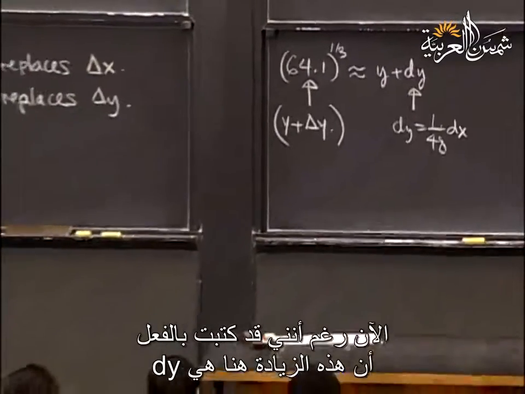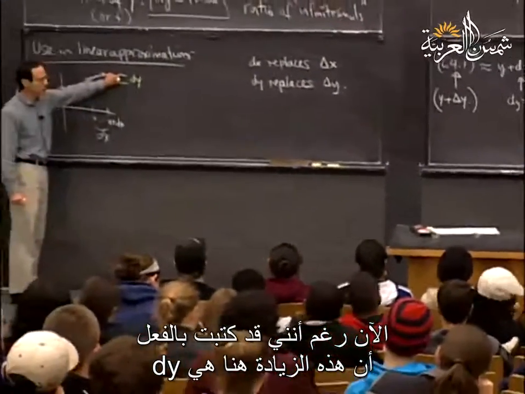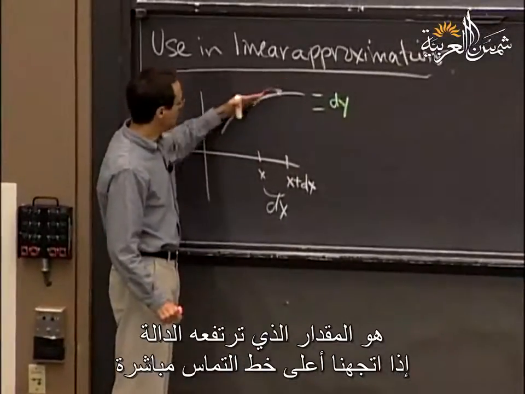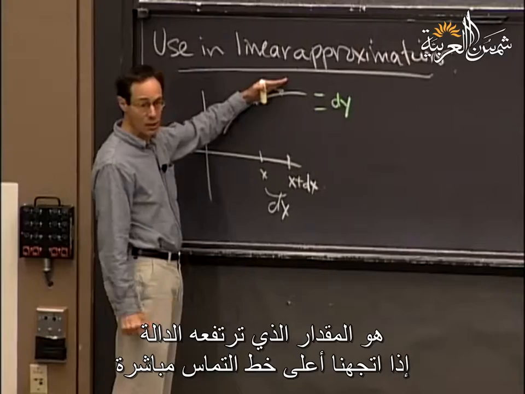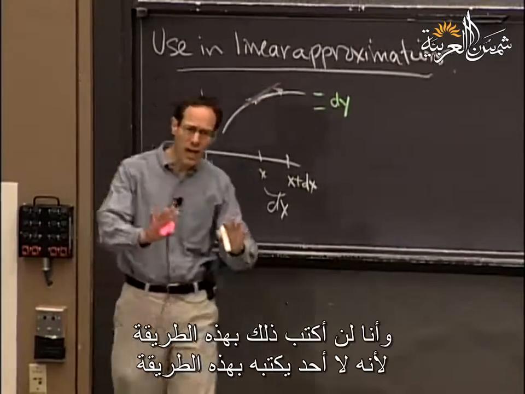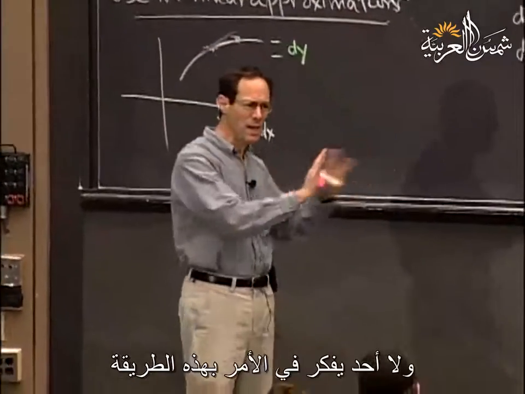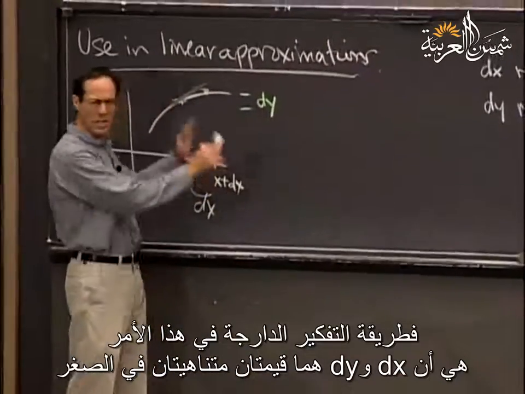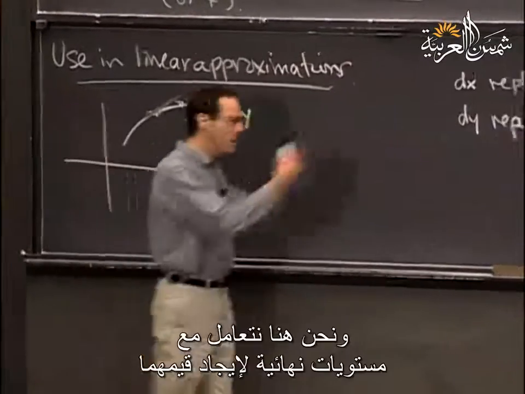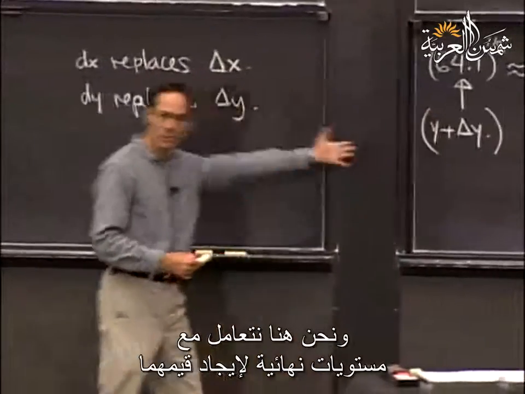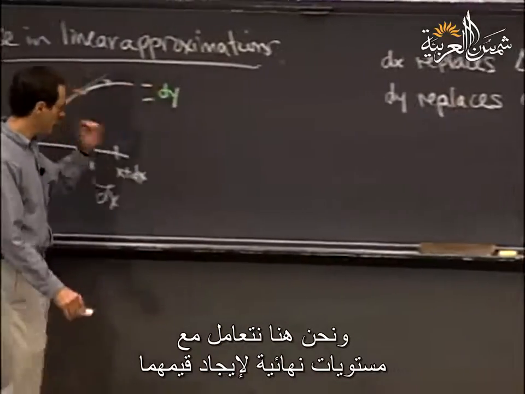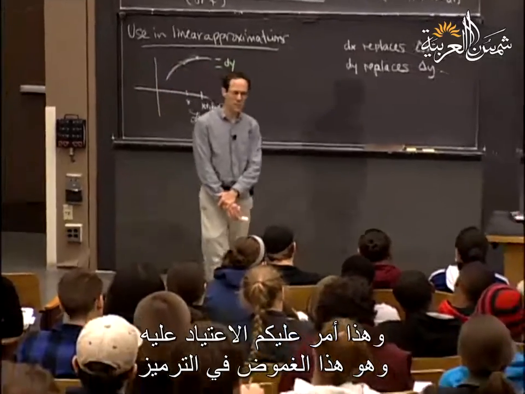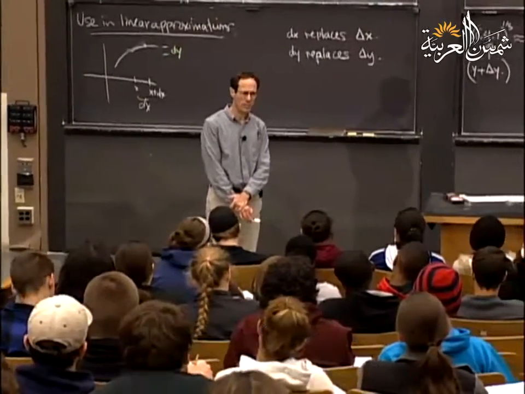So even though I wrote dy as this increment here, what it really is, if dx is exactly that, is the amount that you would go up if you went straight up the tangent line. I'm not going to do that, because that's not what people write, and that's not even what they think. They're really thinking of both dx and dy as being infinitesimally small, and here we're going to the finite level and doing it. So this is something you have to live with: a little ambiguity in this notation.